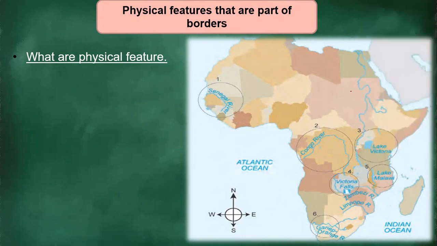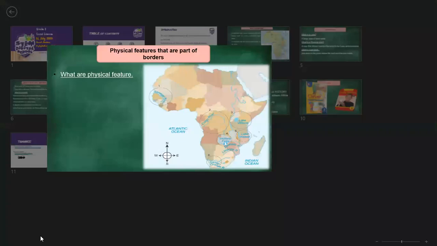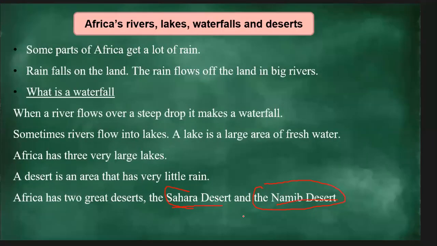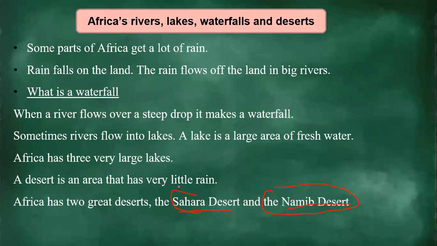Sorry, ma'am. I just wanted to ask. You said the Sahara Desert and the what other desert? Okay, going back, let me show you. Here we go. It's the Sahara Desert and the Namib Desert. Did you get that?